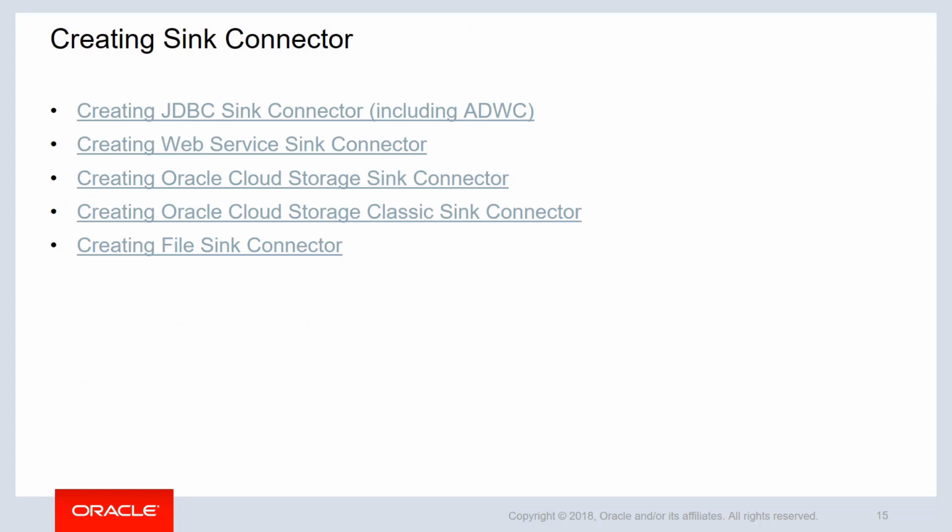Sync connectors help you extend your data pipeline. It lets you copy the data or messages from Kafka topics to other destinations such as Oracle Database, MySQL Database, Oracle Autonomous Data Warehouse, as well as Oracle Cloud Storage. The other connectors include Web Services Sync Connector and File Sync Connector.